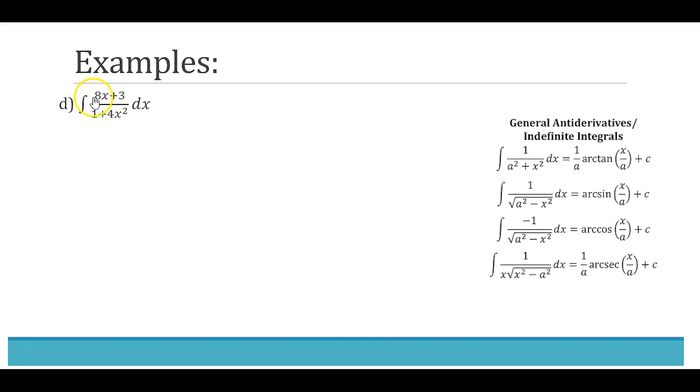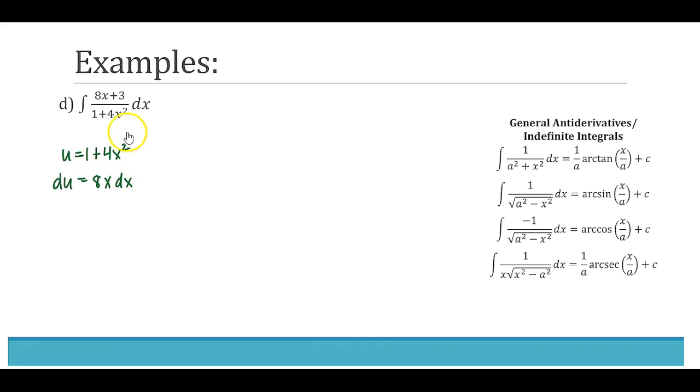On this example, I want to integrate the quantity 8x plus 3 all over the quantity 1 plus 4x squared dx. Now this doesn't look like one of these integrands over here because I have a binomial on the top. So if I were to just try to start this by doing a u substitution right away, so if I let u equal the denominator, u is equal to 1 plus 4x squared, du is equal to 8x dx, it doesn't quite work out. So I see an 8x, but I have this plus 3, and I can't do this u substitution with this plus 3 up here.